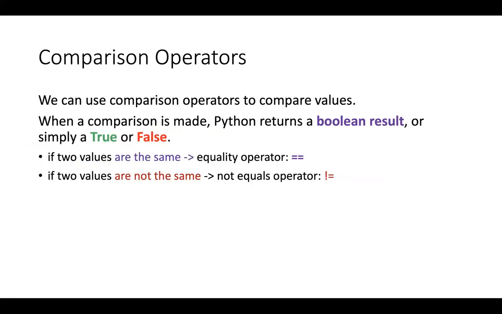In Python, we can use comparison operators to compare values. When a comparison is made, Python returns a Boolean result, or simply a true or false. To check if two values are the same, we can use the equality operator, two equal signs. To check if two values are not the same, we can use the not equals operator, exclamation mark and equal sign.